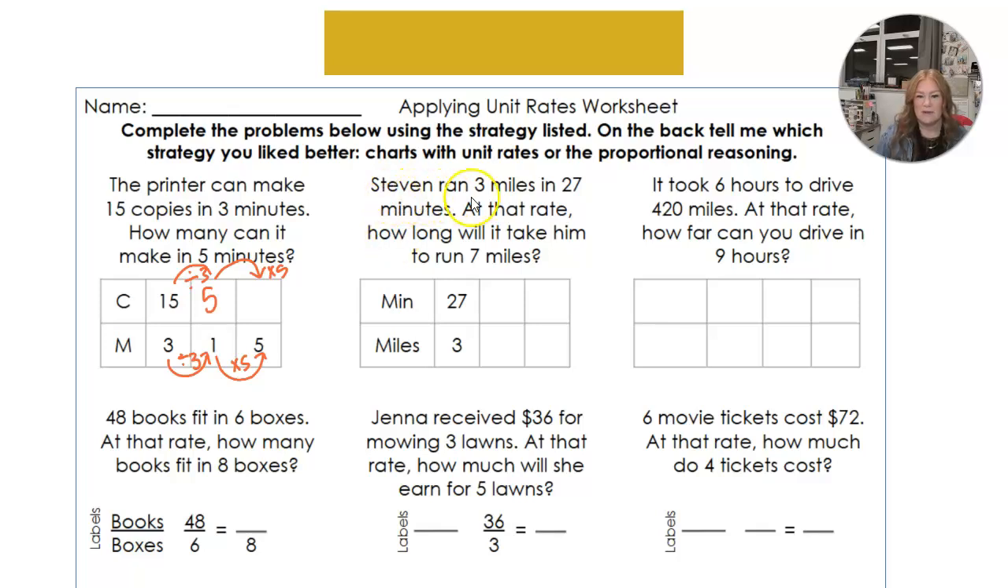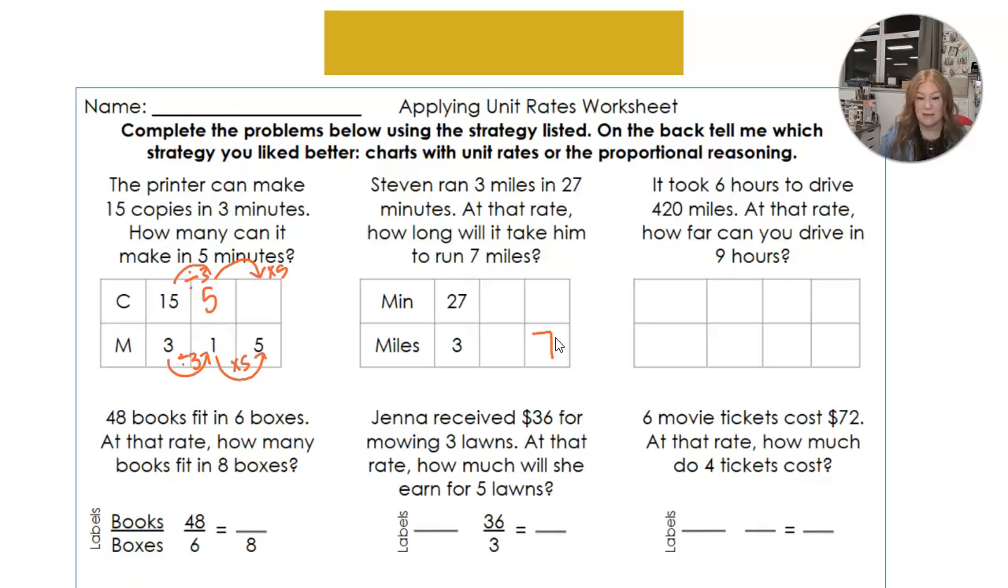Our next problem says Stephen ran 3 miles in 27 minutes. At that rate, how long will it take him to run 7 miles? So this one has the start of it, and then we've got to finish it. So we have minutes and miles, and we can't just put M and M, or we won't know which is which. We had to do a little more of a label that time. So we have minutes on top, 27 minutes for 3 miles. And we're trying to see how long it's going to take him to run 7 miles. So we're going to put 7 all the way over here at the end.